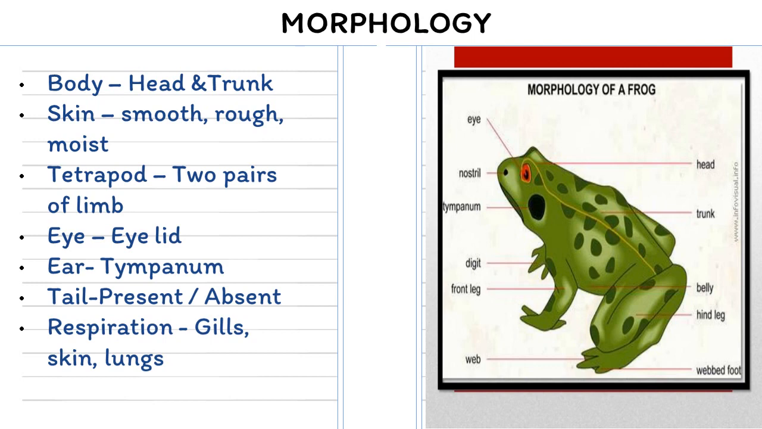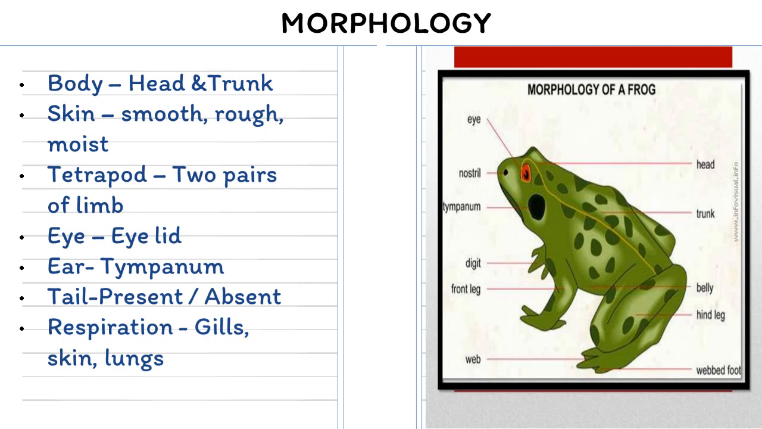And this is one of the tetrapods, we already said in the beginning, right? Tetrapod means there are two pairs of limbs. Amphibians, reptiles, aves and mammals are tetrapods, which means they have two pairs of limbs. Can you watch it? Okay. Then can you watch the eye consists of an eyelid, right? And the ear is made up of a tympanum. So it has a tympanic membrane or tympanum, which is useful for hearing, right? And the tail, either the tail will be present or in some it will not be present, right?